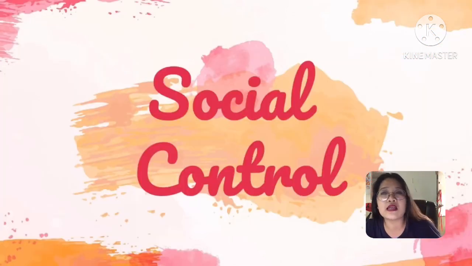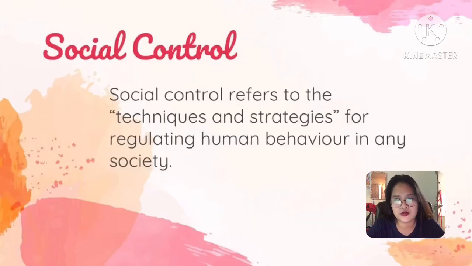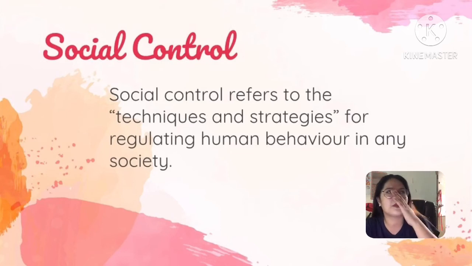And deviance is handled through social control. Ano yung social control? Social control refers to the techniques and strategies for regulating human behavior in any society. Bakit kailangan mo ng social control? If you would imagine the world without rules or laws, ang gulo. Okay? Imagine mo kung walang batas, everything would be disorganized. Kahit sa bahay, kung walang house rules, everything would be in chaos. Everything would be disorganized. Okay?